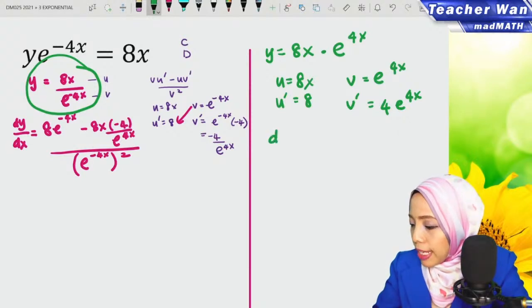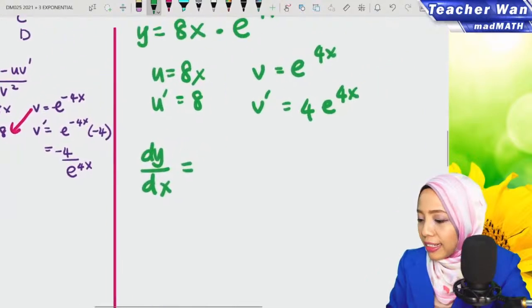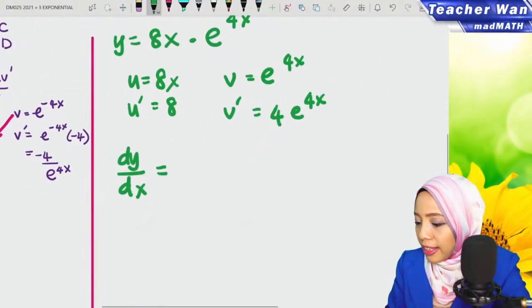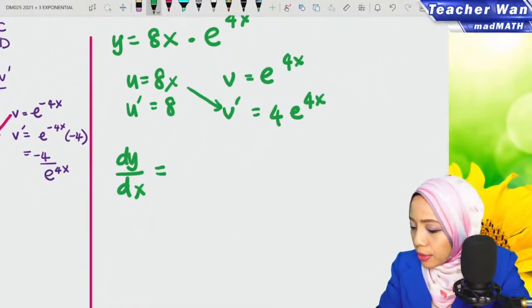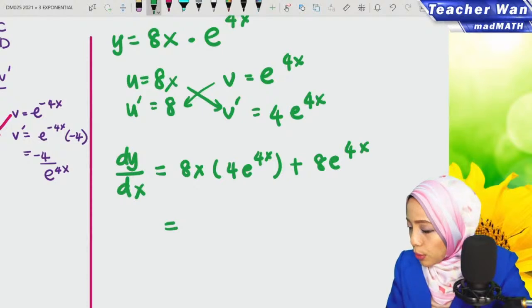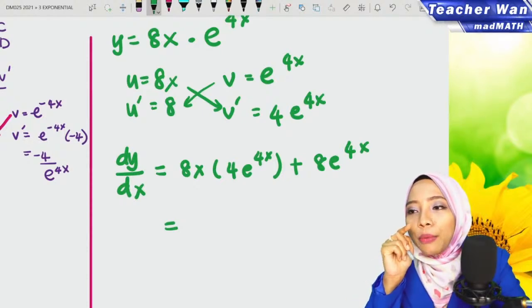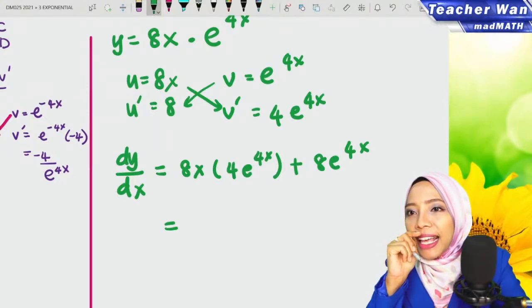So dy over dx equals, this is much better and easier. So 8x times 4e to the power of 4x, plus 8e to the power of 4x. Alright, what is common here? Is there any common factor that we can factor out? Okay, good Fatimah, 8x e to the power of 4x.